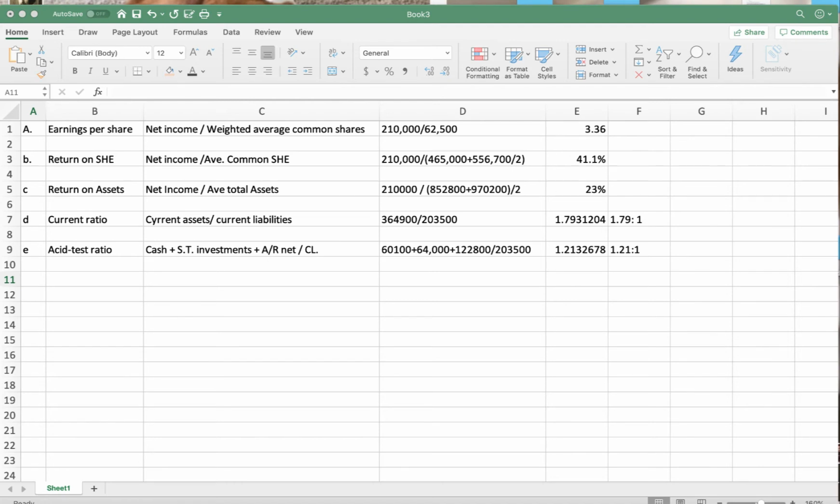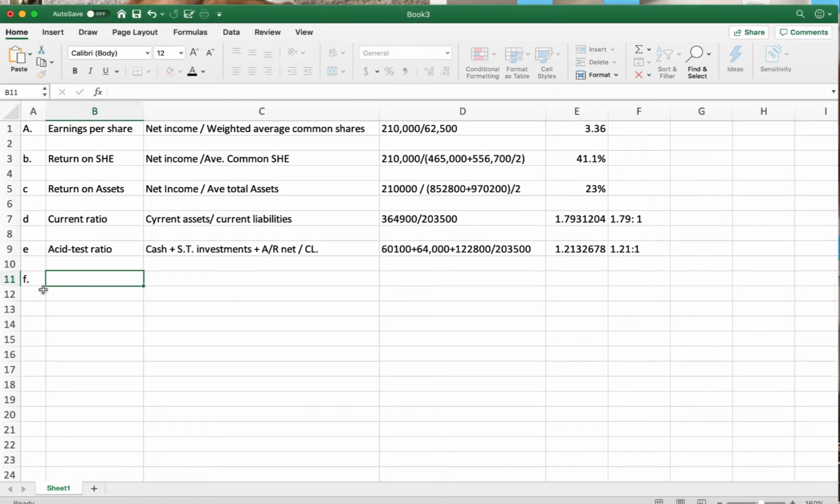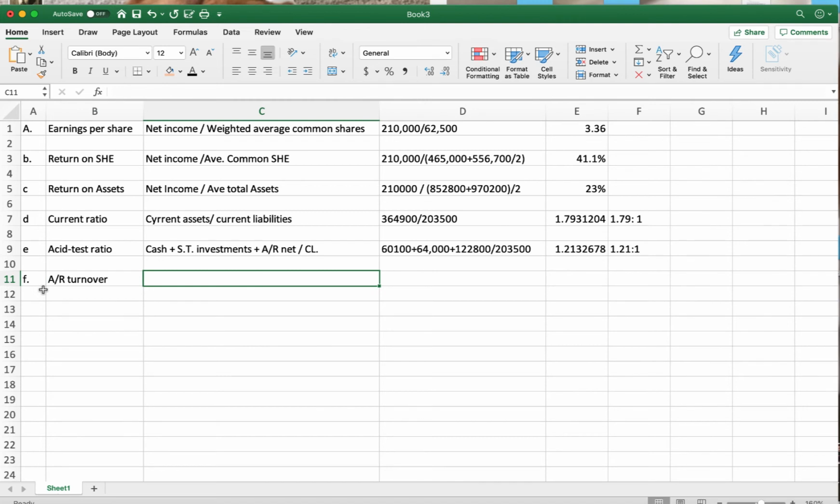The next one we have, F, looks at accounts receivable turnover. Okay? So what is accounts receivable turnover? Well, when we're talking about accounts receivable turnover, it is a liquidity ratio, and we calculate it, bear with me here, and I'm going to abbreviate here, AR turnover, okay? And we calculate that by taking our net credit sales and divided by the average net AR, okay?